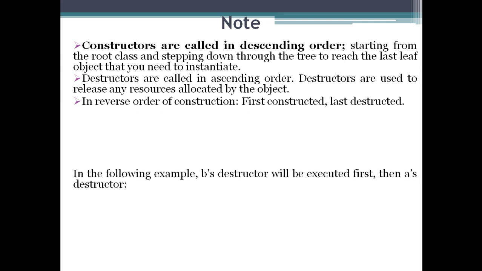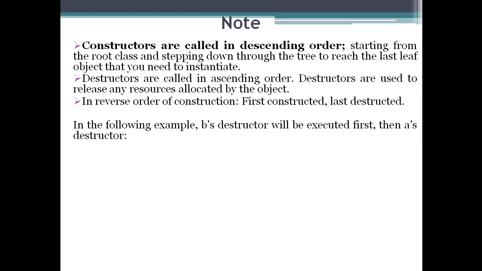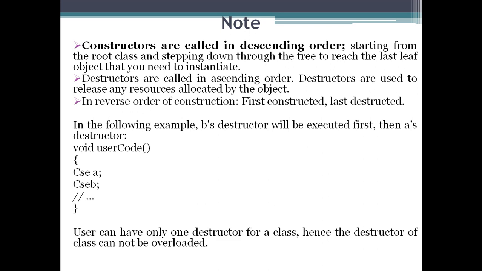So if I consider one simple example of how constructors and destructors are applicable for any object-oriented program: B's destructor will be executed, then later the destructor connected to your particular class is finalized. One simple snippet of user code is available. Consider one example where we create a method called user code, and we create CSE as a class, and we create an object called A and another object called B. A user can have only one destructor for a class. Very important note: a constructor supports overloading, but a destructor doesn't support overloading. A destructor is called only for one class, and hence destructors cannot be overloaded.